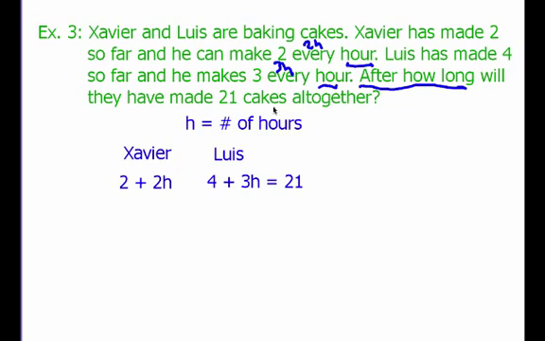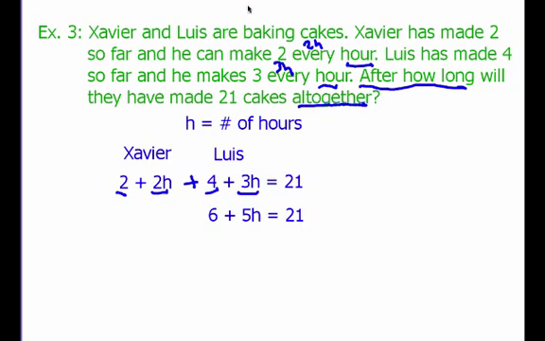And what we know we're doing is it says altogether. Altogether means that we're taking all the cakes Xavier's made, all the cakes Luis has made, and we're adding them. And we want a total of 21. So our first step in this equation is to combine our like terms. If we look, 2 and 4 gives us 6, and 2H and 3H gives us 5H. So we get the equation 6 plus 5H equals 21.